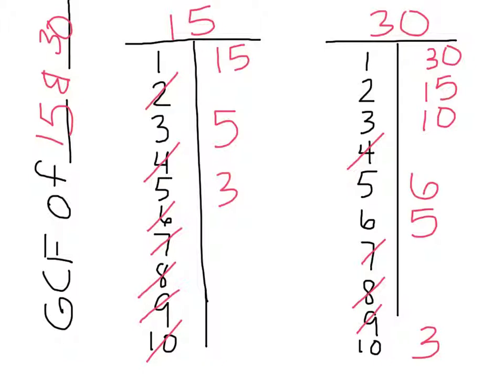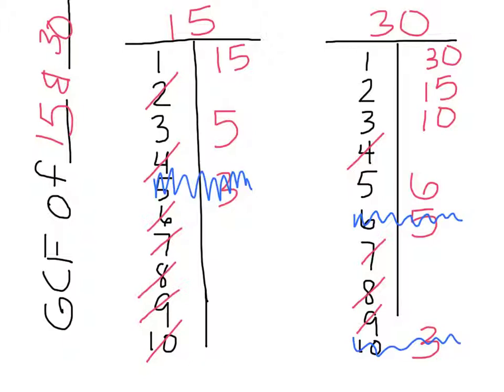1 and 15, 3 and 5, 5 and 3. Since 5 and 3 is a repeat, we cross that off. 1 and 30, 2 and 15, 3 and 10, 5 and 6, 6 and 5 is a repeat, and 10 and 3 is a repeat. So we get rid of those.